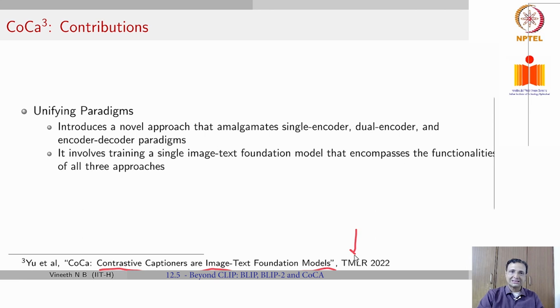The CoCa model has the objective of unifying different paradigms. That is, they try to introduce an approach that brings together single encoder models, dual encoder models, as well as encoder-decoder paradigms to be able to get a foundation model that can solve various tasks. So they ideally want to train an image-text foundation model that encompasses the functionalities of all of these kinds of approaches: a single encoder, a dual encoder, and an encoder-decoder paradigm.